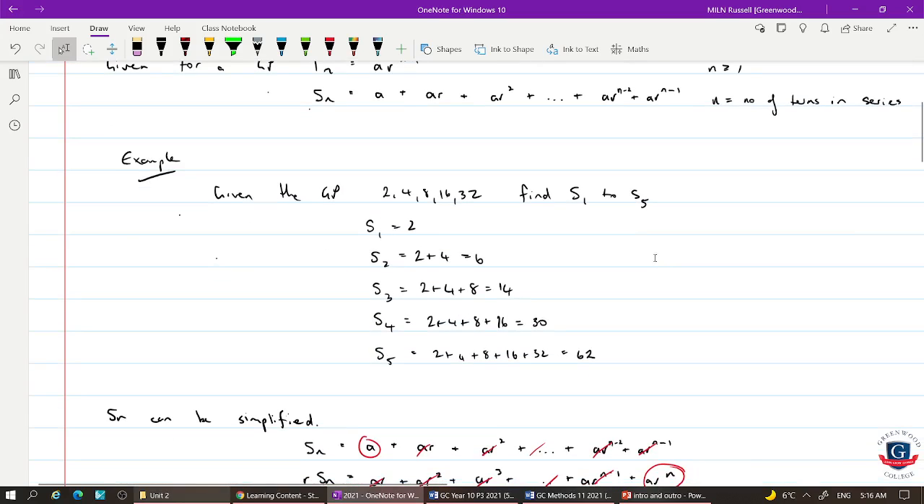So let's have a look at an example. 2, 4, 8, 16, 32, a very simple geometric progression. S1 would be 2, S2 would be 2 plus 4, S3 would be 2 plus 4 plus 8, S4 would be 2 plus 4 plus 8 plus 16, and S5 would be 2 plus 4 plus 8 plus 16 plus 32, giving us 2, 6, 14, 30, and 62 if I can add.